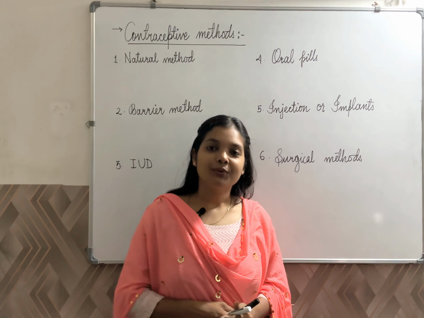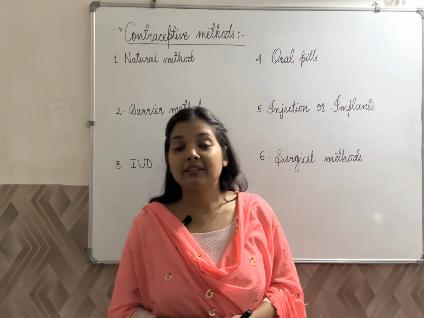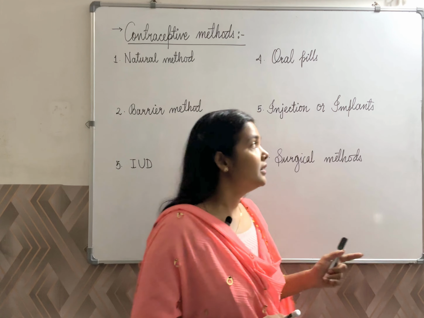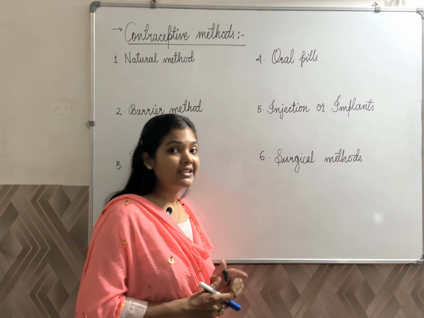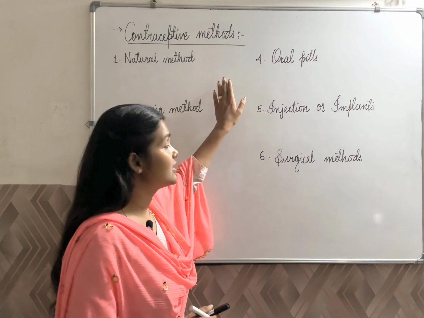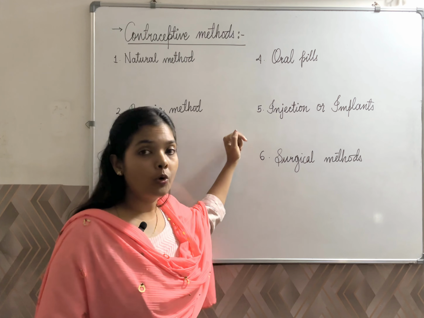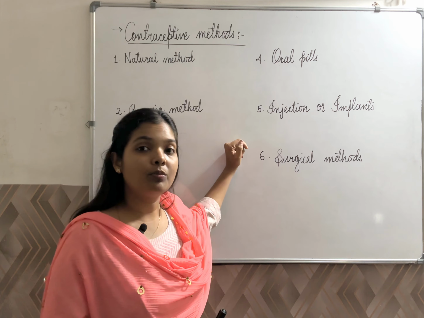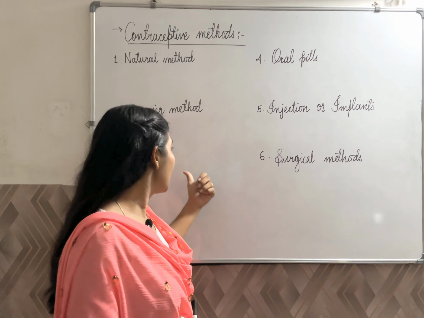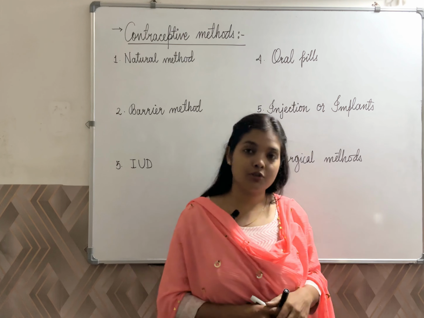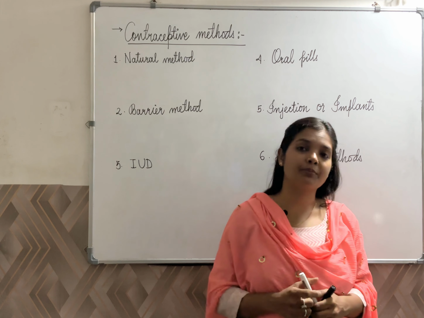Hello everyone. Today we are going to learn about the methods of contraception. Here we are going to first learn about six different methods, of which the first is the natural method, then comes the barrier method, then oral pills, which can be hormonal as well as non-steroidal. Then comes the IUD, also known as intrauterine contraceptive device.